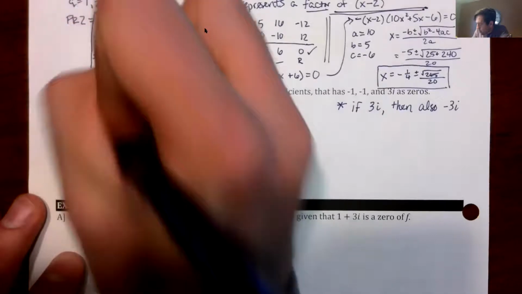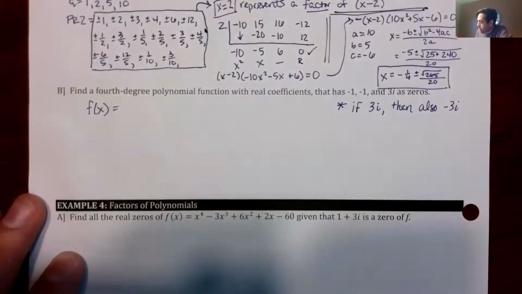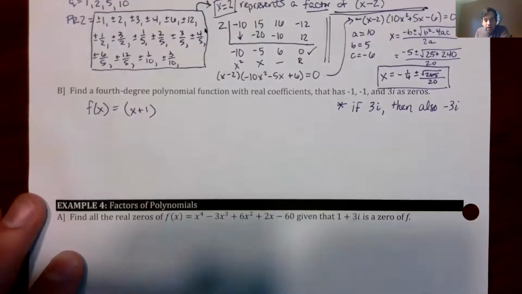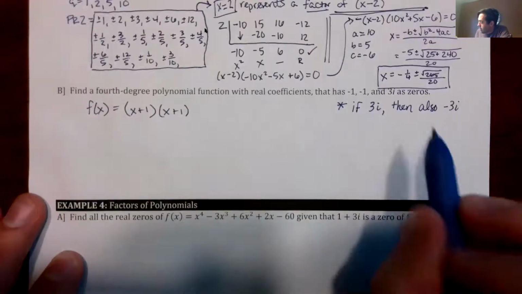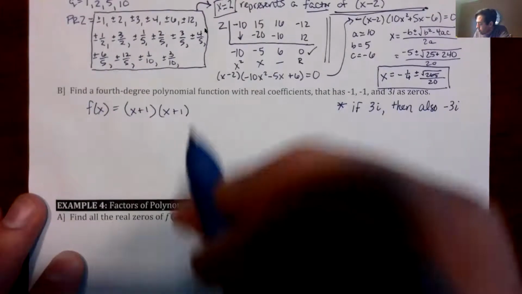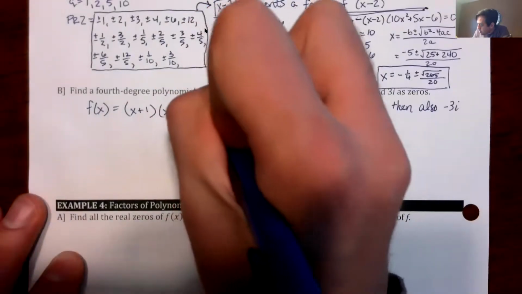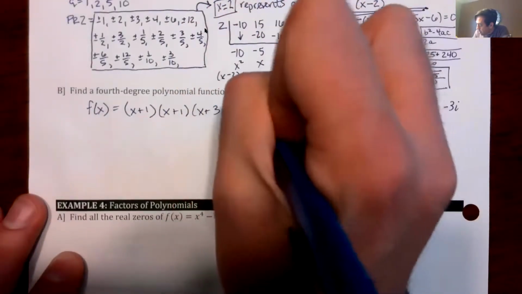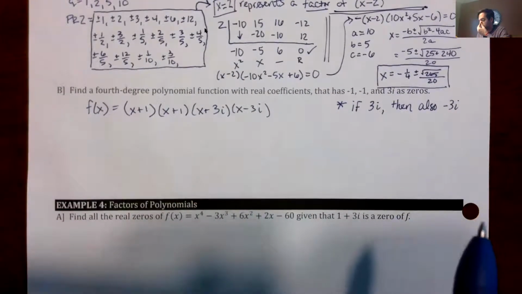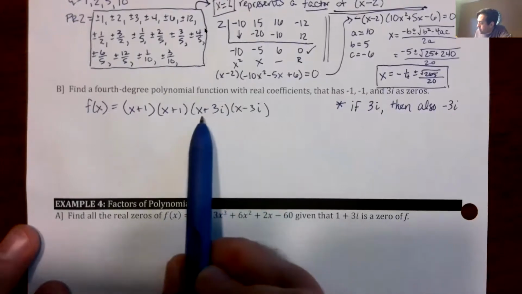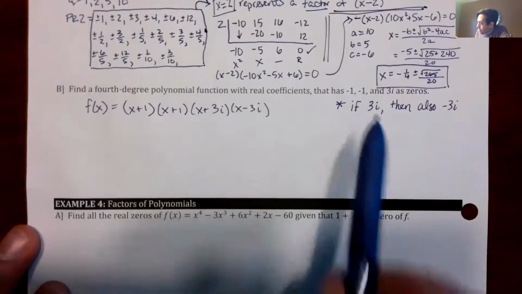So our function is going to have factors that give us these zeros. So if we need a -1 as a 0, the factor is going to be x plus 1, right? And there's another -1, so there's going to be another x plus 1. And then we have 3i and -3i, and that's going to work very much the same way. We're going to have x plus 3i and x minus 3i. We don't like the idea that there are i's in these factors, but we're going to be able to figure it out. So this would give us the -3i, this would give us the positive 3i.